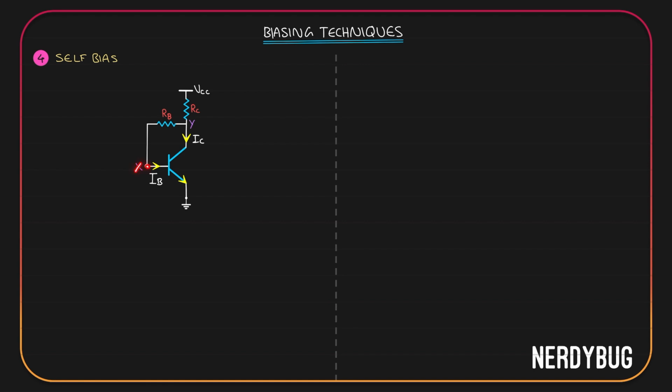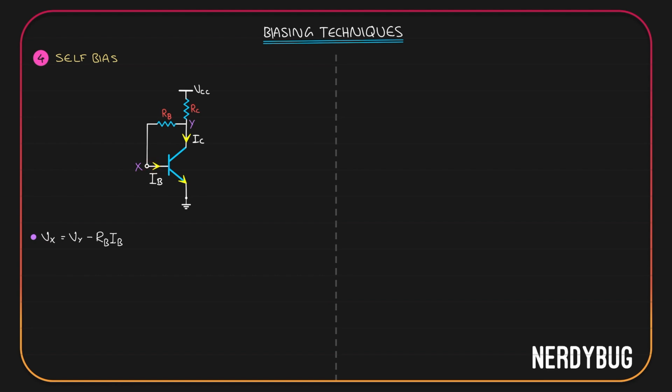I'm calling this point X and I'm calling this point Y. X is actually the base and Y is actually the collector. Here you can see that whatever is the potential we have at Y, some of it will be dropped across RB and the rest will be dropped at X. So I can say Vx is Vy minus potential across RB. The current that flows through RB, you can see that it is the base current. So potential across RB is IBRB. That means Vx is Vy minus IBRB.